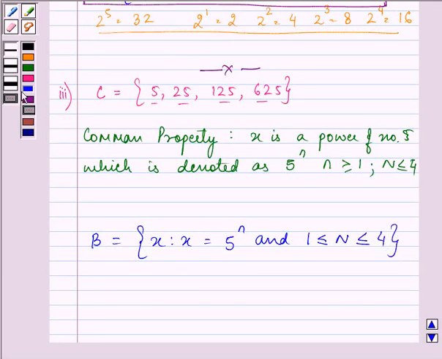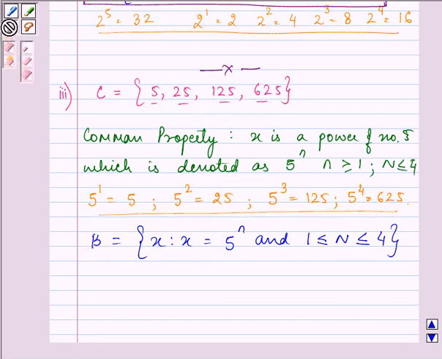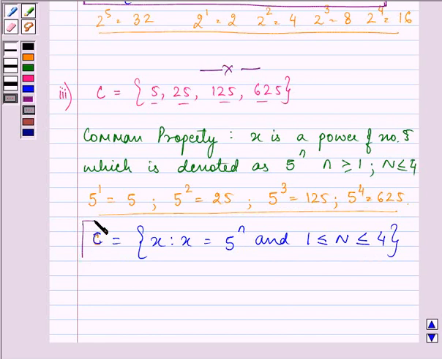And let us verify it also. 5 to the power 1 gives us 5. 5 to the power 2 gives us 25. 5 to the power 3 gives us 125. And 5 to the power 4 gives us 625. So isn't it all the elements which are present in set C? So it will be C = {x : x = 5^n, 1 ≤ n ≤ 4}. So this becomes the answer of the third part.